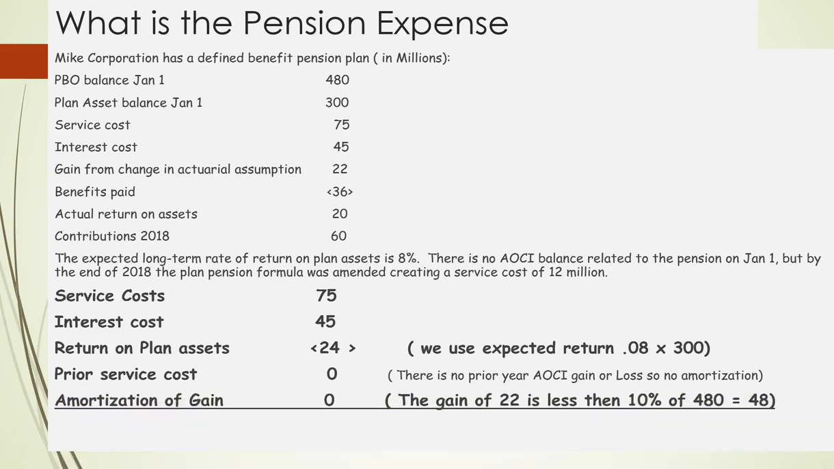And amortization of gain, the gain of 22 is less than 10% of the 480 in the plan benefit obligation, which is higher, which means that we don't have to do any amortization. So our pension expense is $96 million. Now what we'll do is we'll go through and do our journals, and we'll also look at our T accounts to see that we end up with these ending balances.